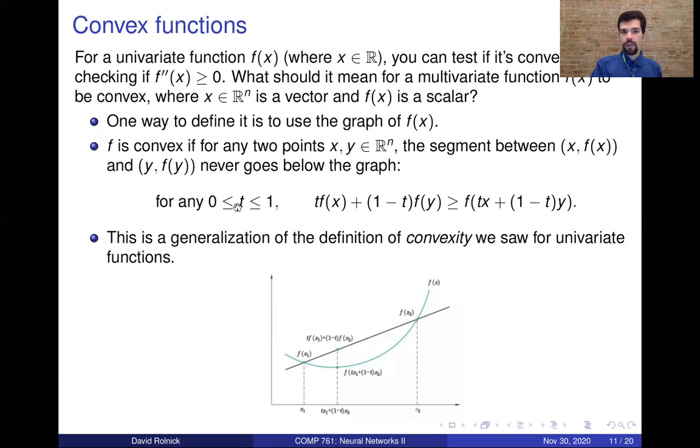But this interval is just saying if you're picking any point on this segment, t equals 0 means you're all the way to this end of the segment, t equals 1 means you're all the way to this end of the segment. And this is just to say for any segment, all the points on the segment are above the graph. Okay.